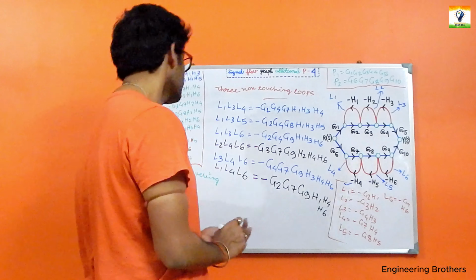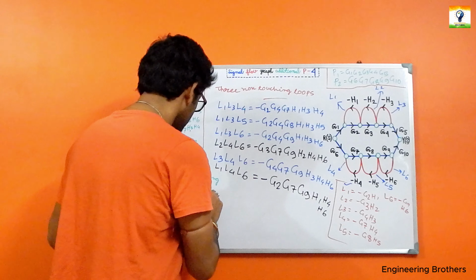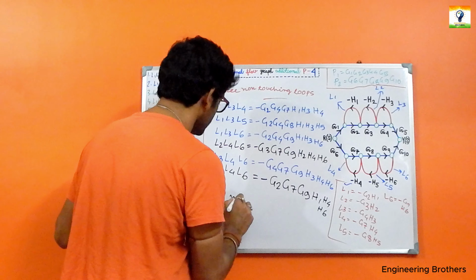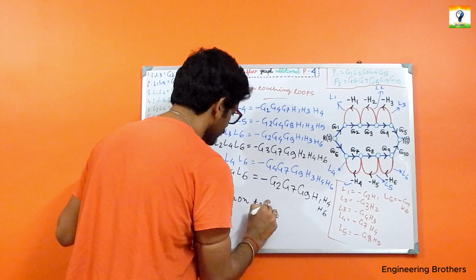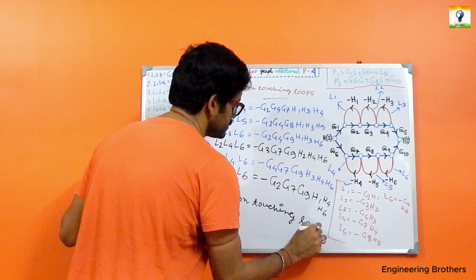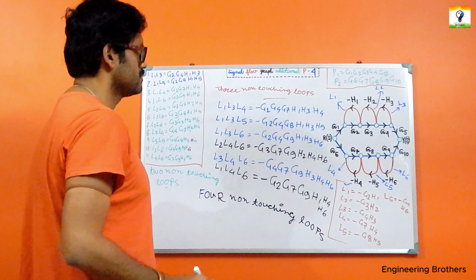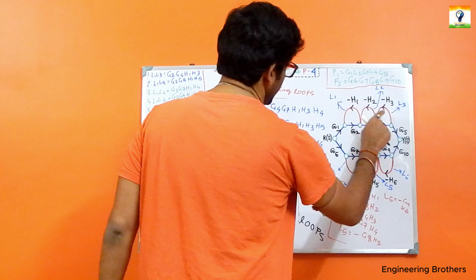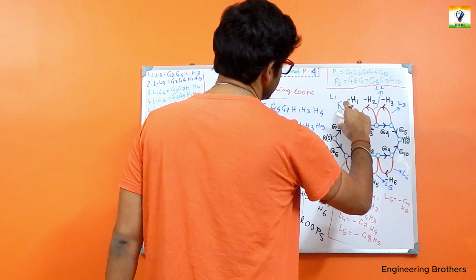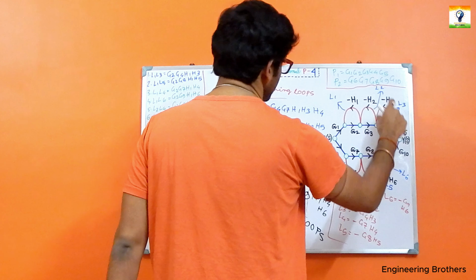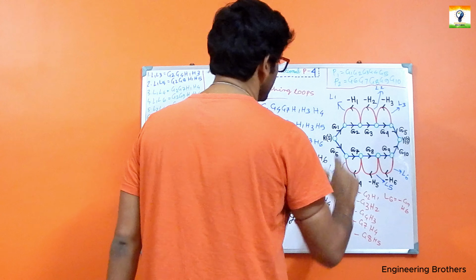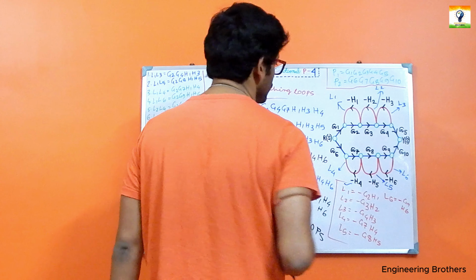And what is that? The four non-touching loops that are under consideration over here. And what is that one? That one should be our L1, L3, L4 and L6. You can see that L1 is not directly touching our L3, L3 is not directly touching our L4, and last but not the least, L4 is not directly touching our L6.